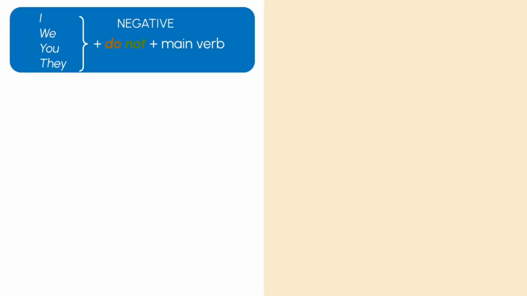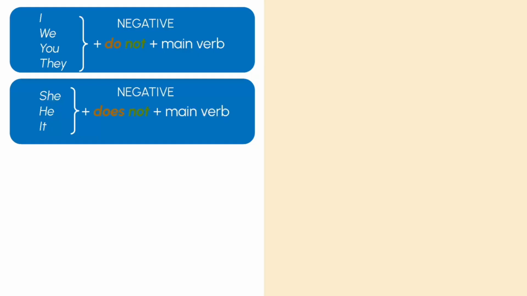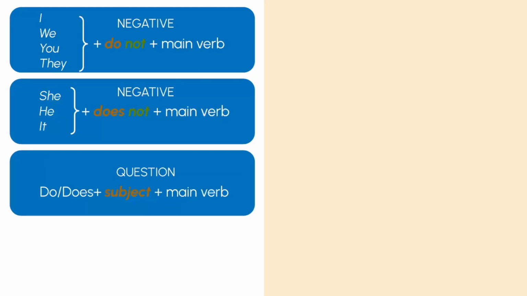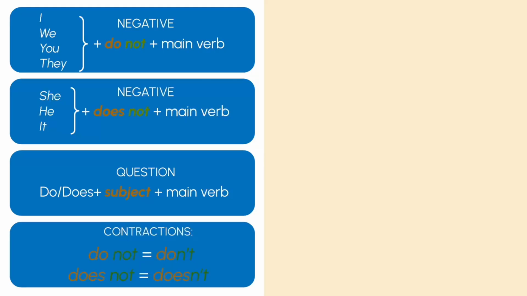Here are some variations on the simple present tense. For example, the negative. To turn a statement into the negative, you add do not to the sentence. And for a singular subject, you add does not. To create a question, you switch the order of the does and the subject. And you can use contractions, which is when two words are combined into one, such as do not becomes don't, and does not becomes doesn't.